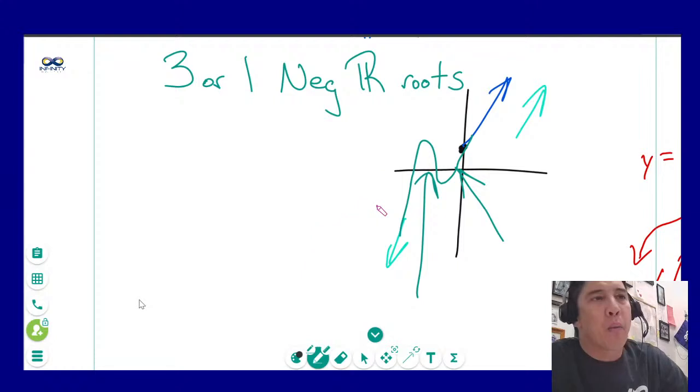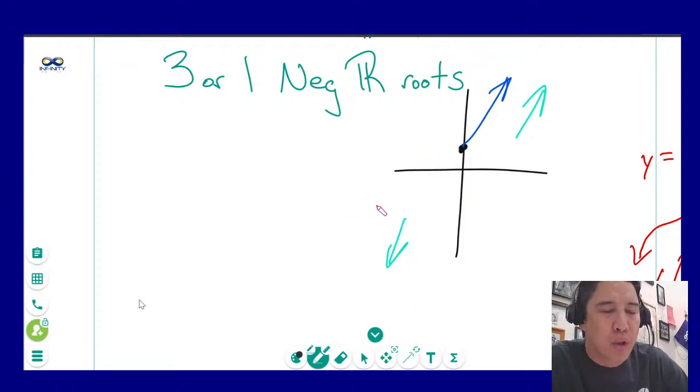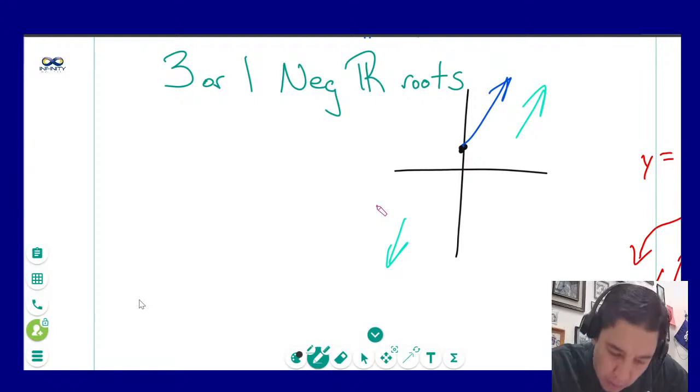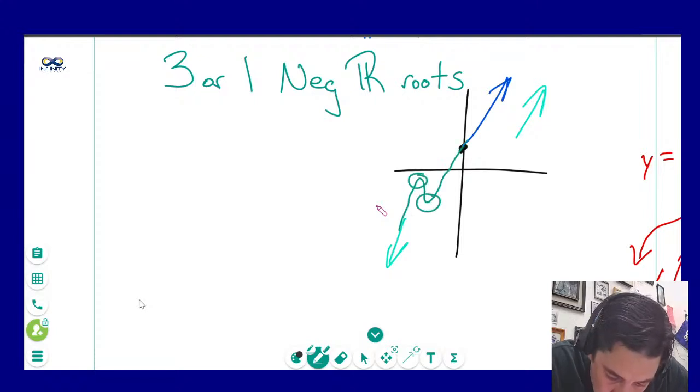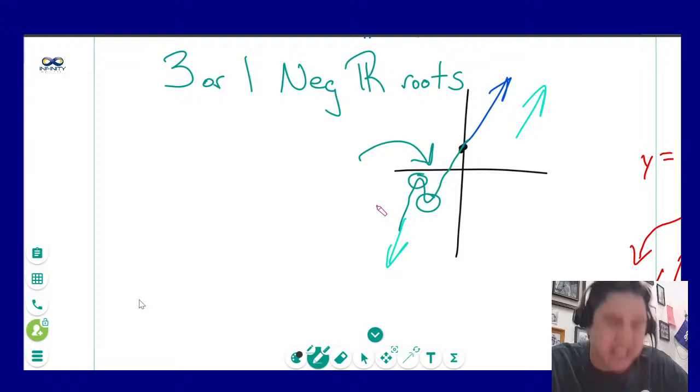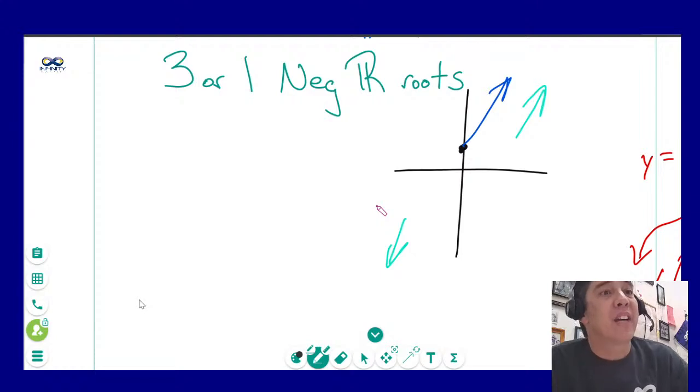If I only had 1 negative real root, it's going to be because the other ones are imaginary. So it's actually going to look something like this. So I have those 2 humps, but I'm not actually touching the x-axis. That's the only difference between real and imaginary roots. The real roots touch the x-axis, the imaginary roots don't. But let's get even more precise.